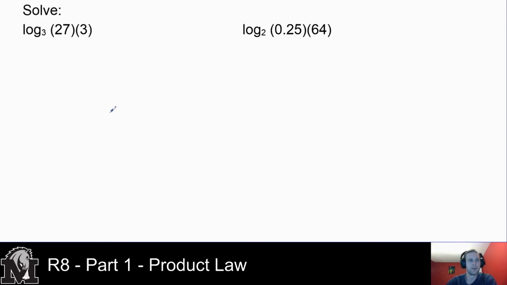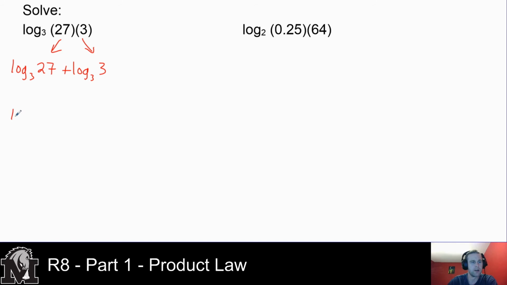Now we're going to get to solve a couple of logarithms. Seeing as we just went through the product law where we can separate these, I'm going to separate these into two separate logarithms. So log base 3 of 27 plus log base 3 of 3. I'm separating the argument with addition because they're being multiplied. Then I'm going to solve each piece independently.